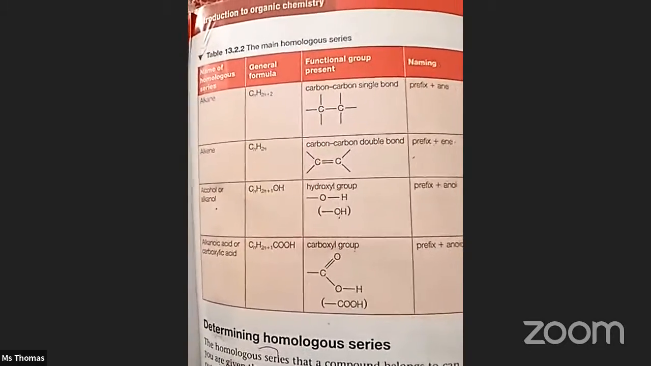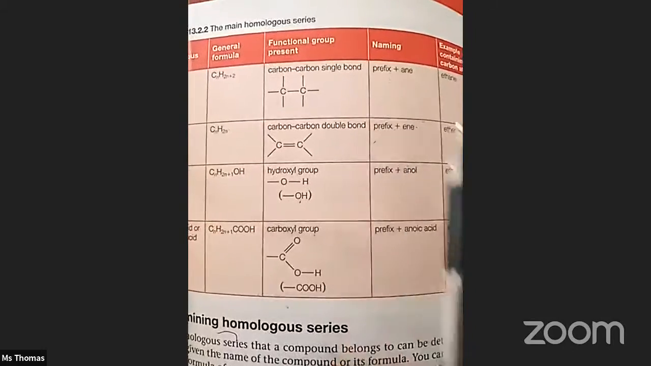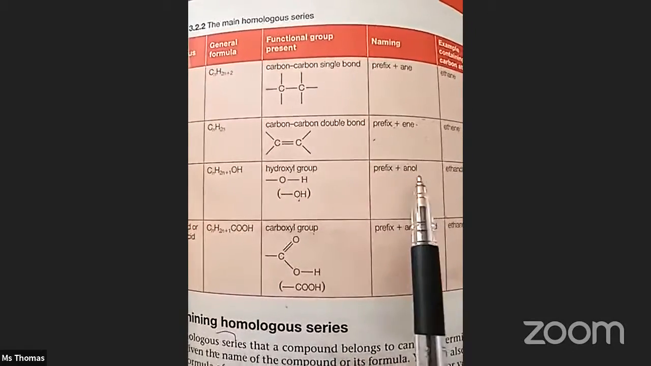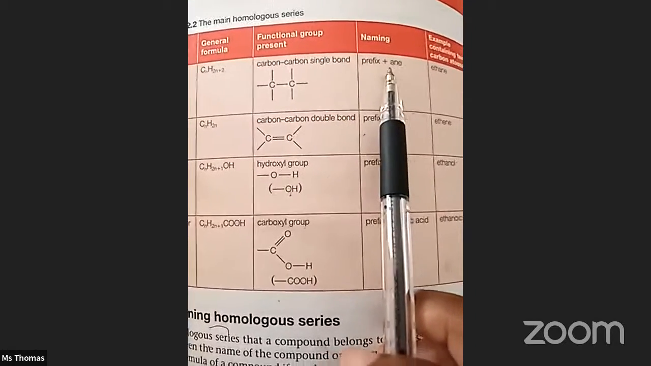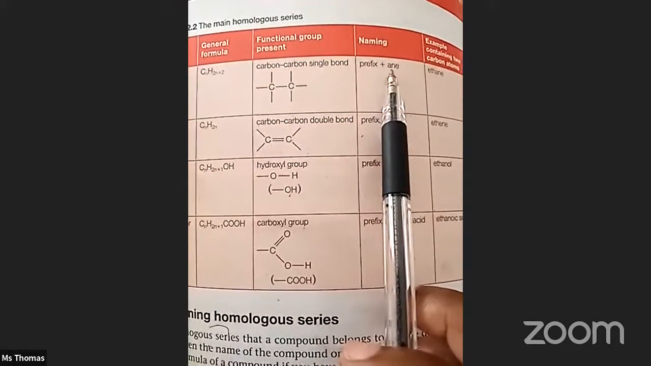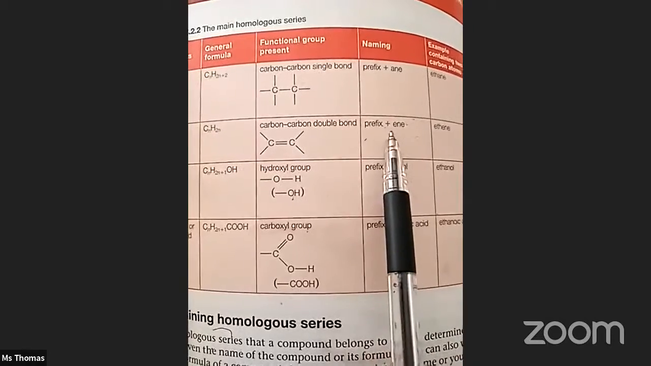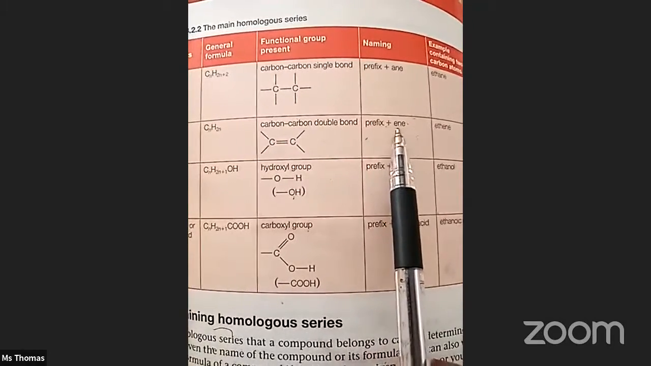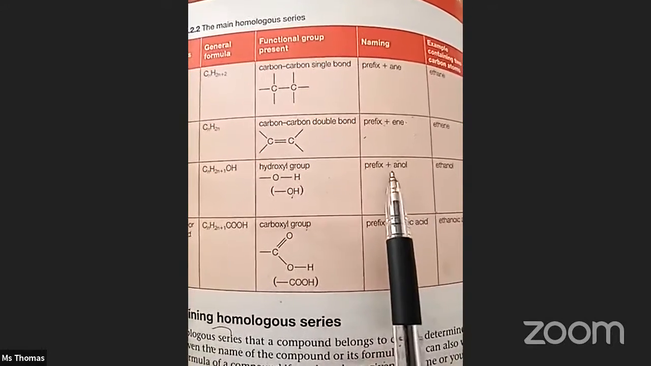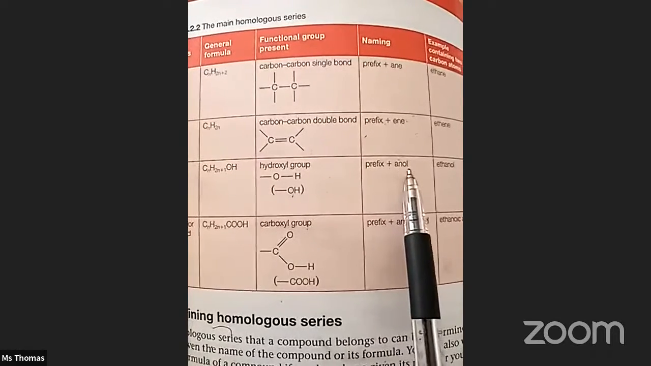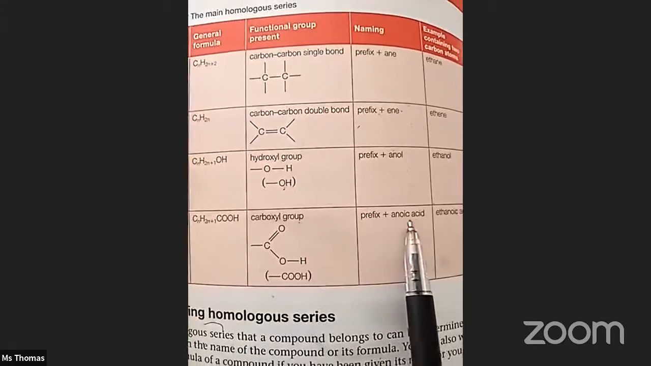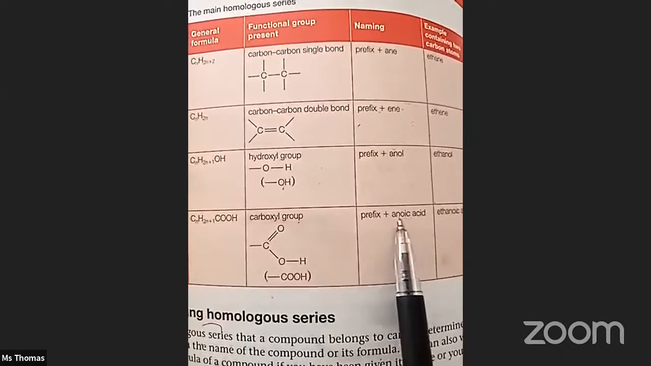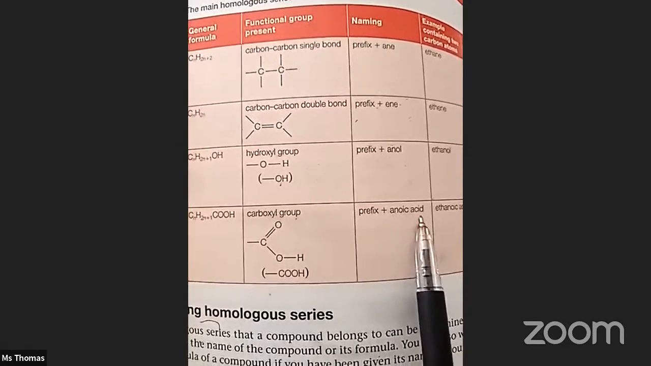All right. We also learned that when you're naming the compounds, you have a specific ending for each homologous series. So for alkanes, all the compounds end in -ane. For alkenes, all the compounds end in -ene. For alcohols, all the compounds end in -anol. And for carboxylic acids, all the compounds end in -anoic acid.